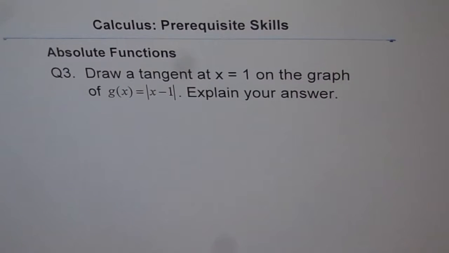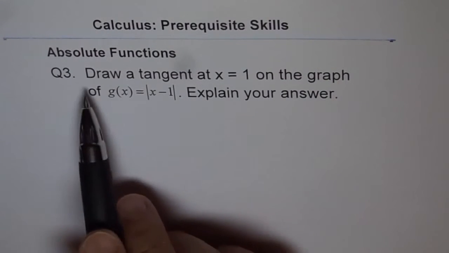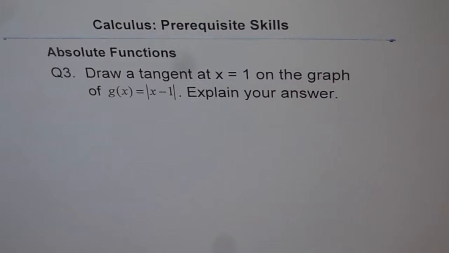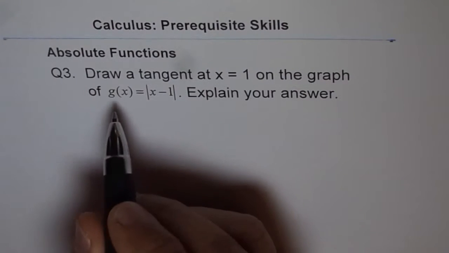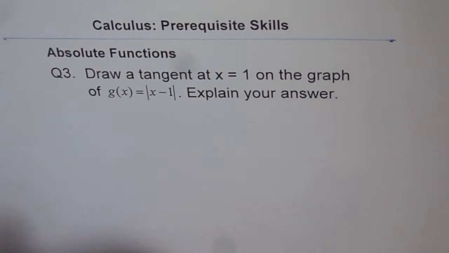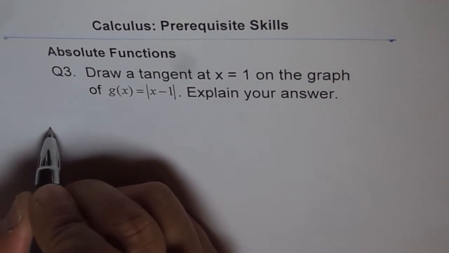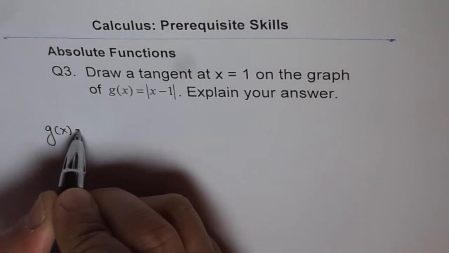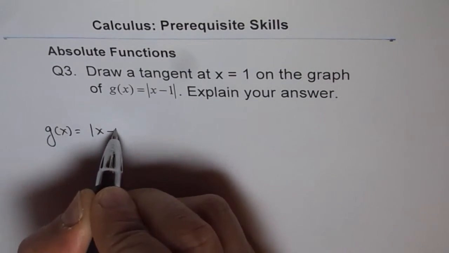Explain your answer. The reason to pick this question up is first to tell you what an advanced function is and how to really define it, right? The answer to this question is very simple, which we'll get into in a moment. Now let's first understand what this absolute function is. So the question is g of x equals absolute x minus 1.